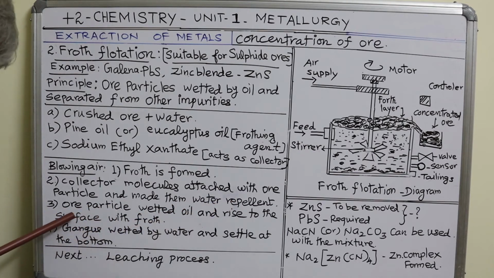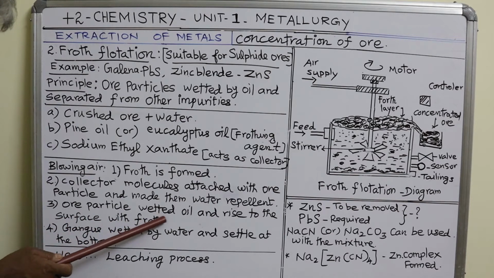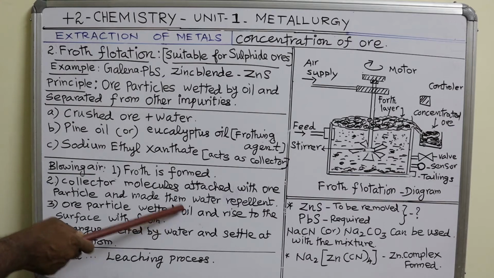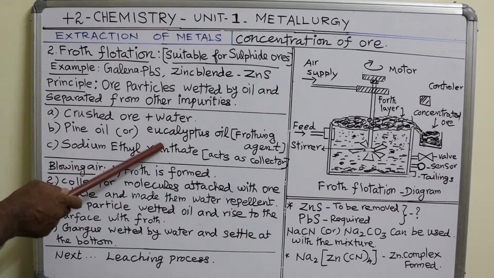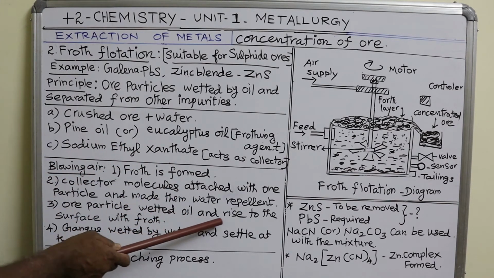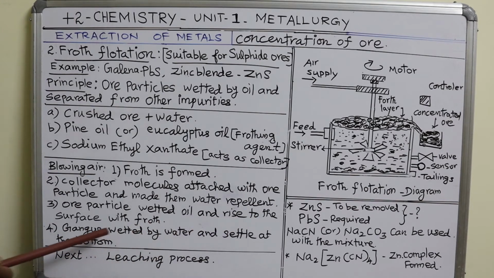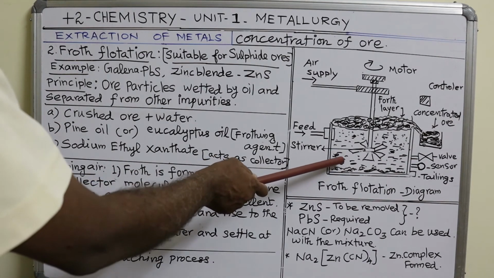Then in the third point, the ore particles are wetted by oil. When water repels these ore particles, automatically the oil which is added, either the pine oil or eucalyptus oil, wets the ore particles, and these ore particles rise to the surface with the froth formed. And the last point is that the gangue or the impurities are wetted by the water and settle at the bottom of the tank.